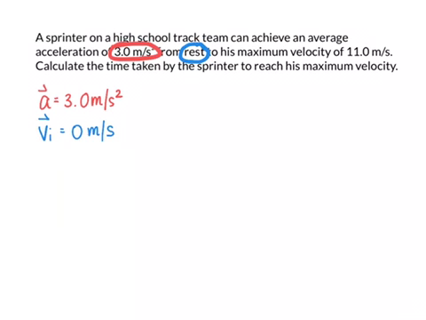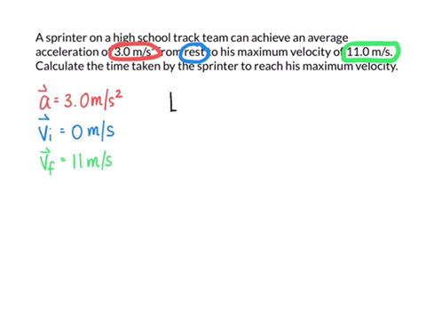And the last piece of information that we have is our final velocity. So this maximum velocity of 11 meters per second, that's our final velocity. And so we're solving for time. We don't need to do any unit conversion here because everything's in meters per second squared.